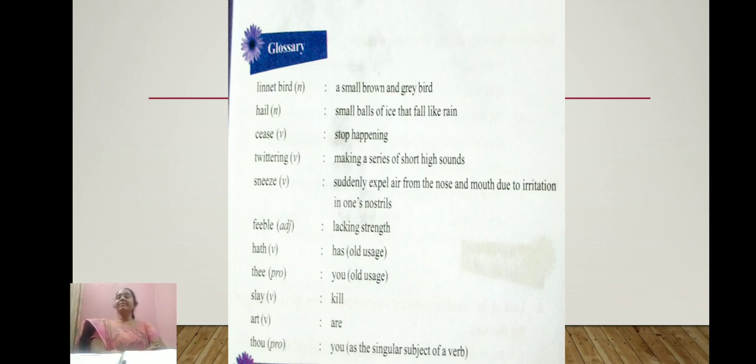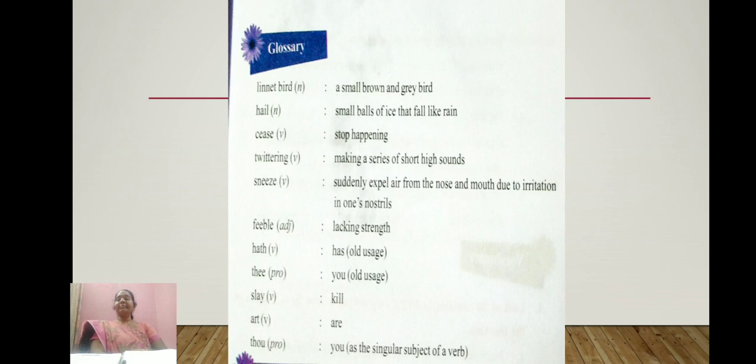Next, hail means small balls of ice that fall like rain. Cease means stop happening. Twittering means making a series of short high sounds. Sneeze means suddenly expelling air from the nose and the mouth due to irritation in one's nostril. If we have any problem in our nostrils, then we sneeze. Feeble means lacking strength, that means very weak.